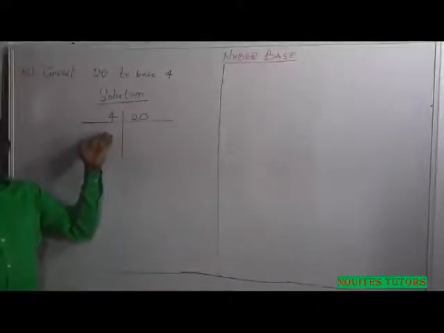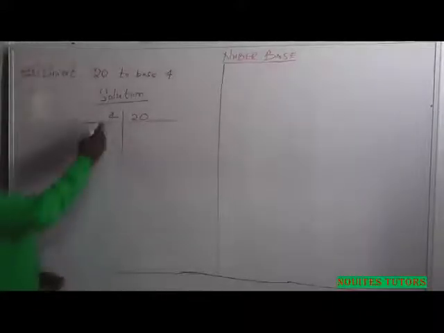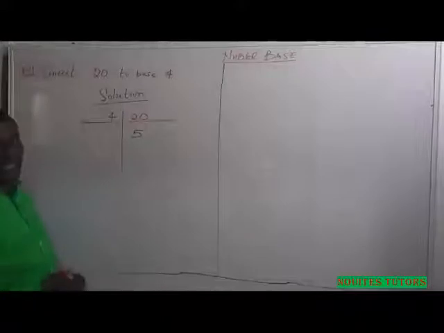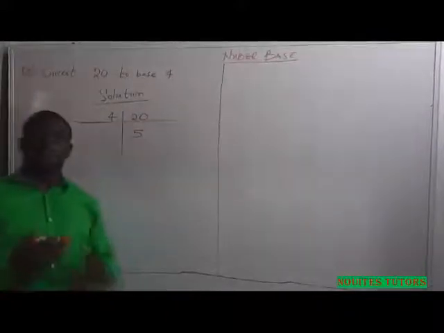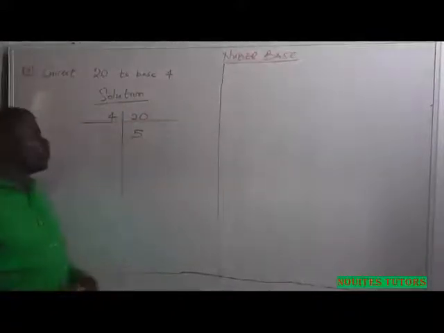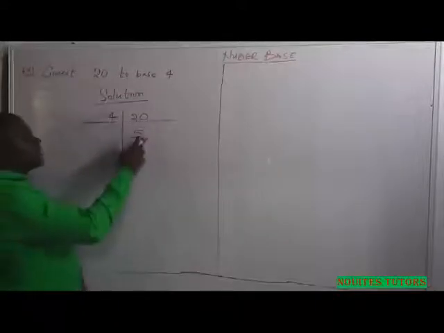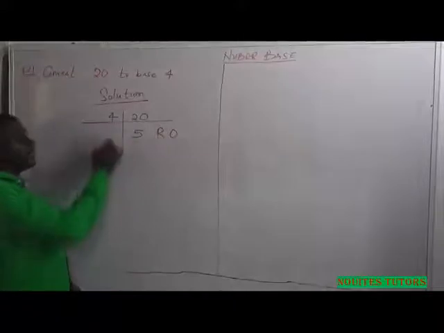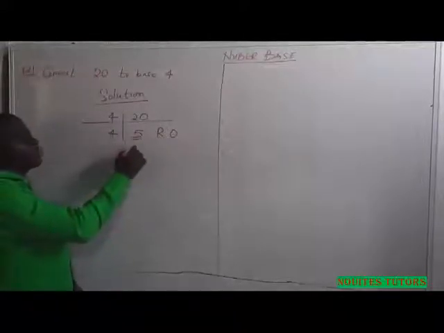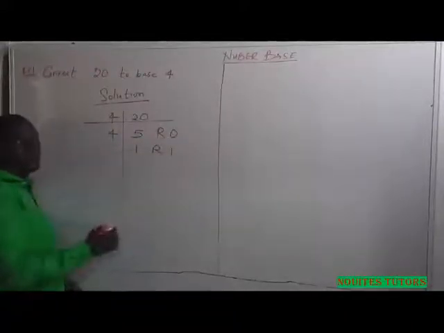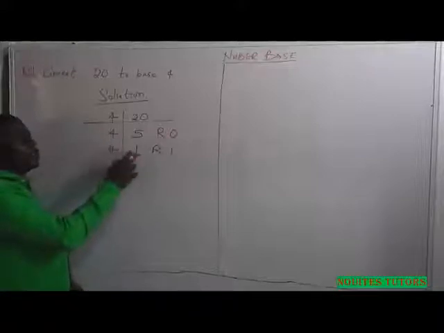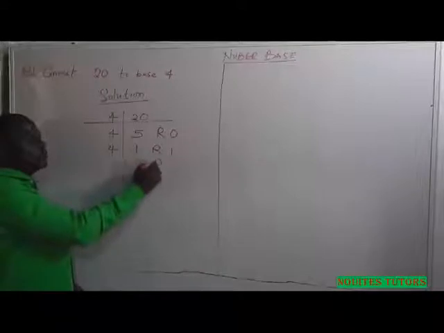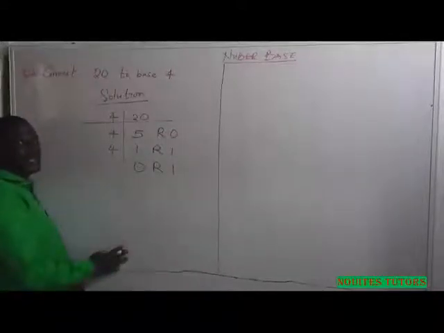So it's like saying 4 wants to go in the 20. Now you know 4 in 20 is 5. If you don't know that, or you are not too sure of that, you can use your times table. So 4 in 20 is 5, remainder 0. It's not remaining anything. 4 in 5 is 1, remainder 1. Then 4 cannot go in 1. You will write 0. Then you bring the 1. Remainder 1.